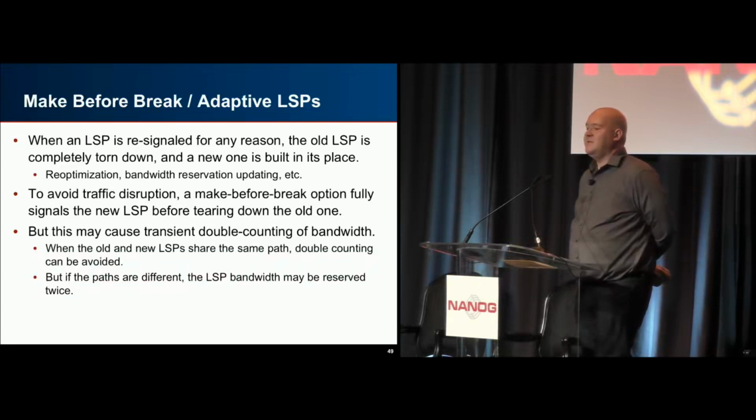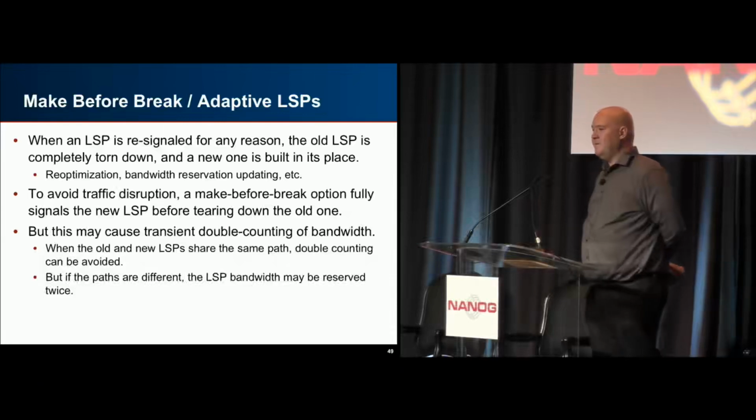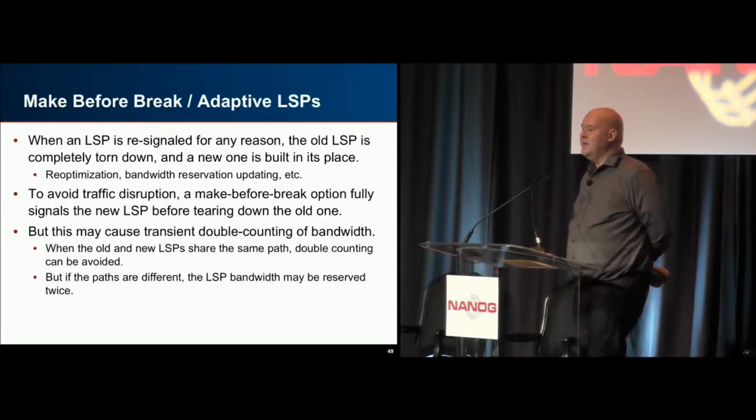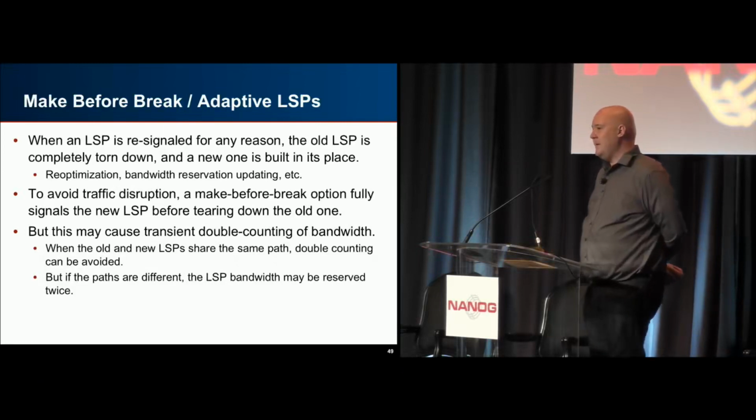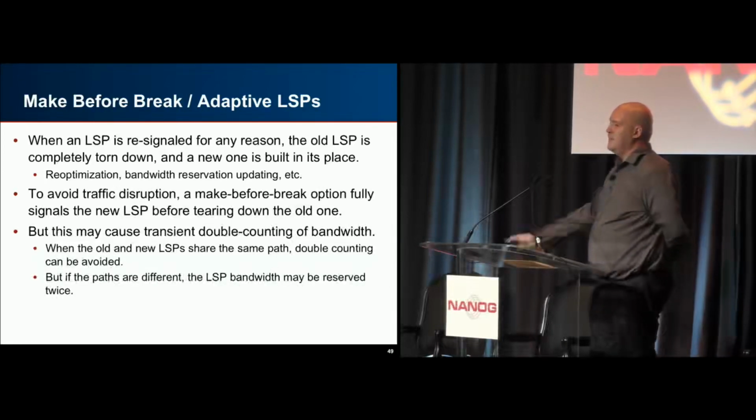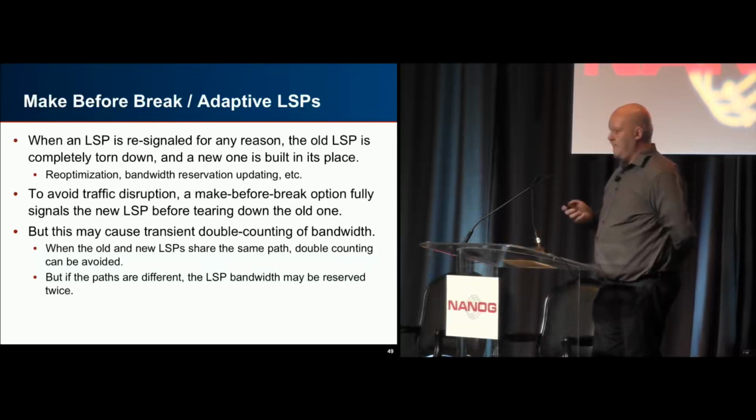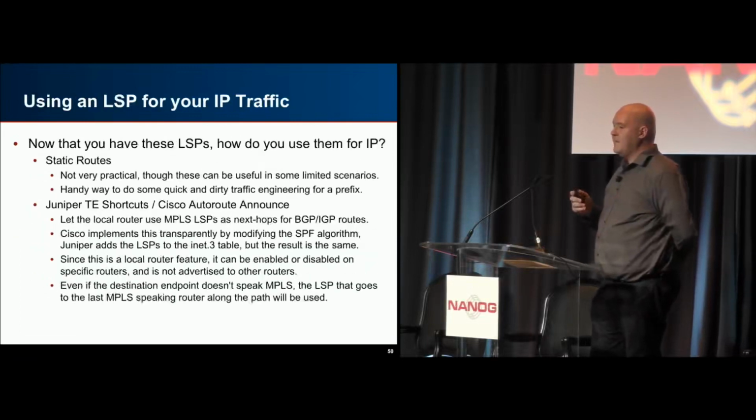So to avoid that disruption, you do a make before break. You build the new path, you tear down the old one after all the traffic has moved over. And like I said, that can cause this transient double counting. So for a few seconds while you're doing this transition, the old and the new LSPs share the same path. And there's some logic that goes into trying to work with that, but that's something you'll see out there.